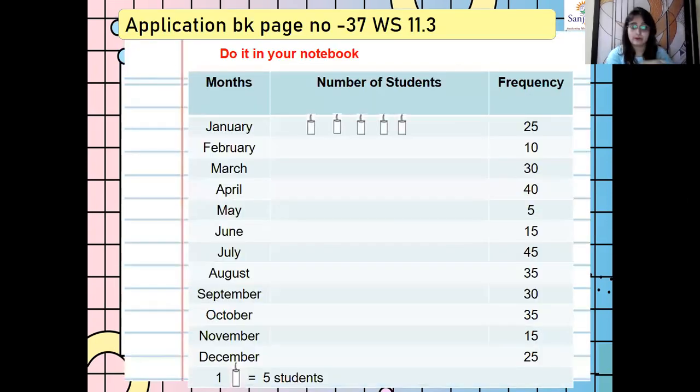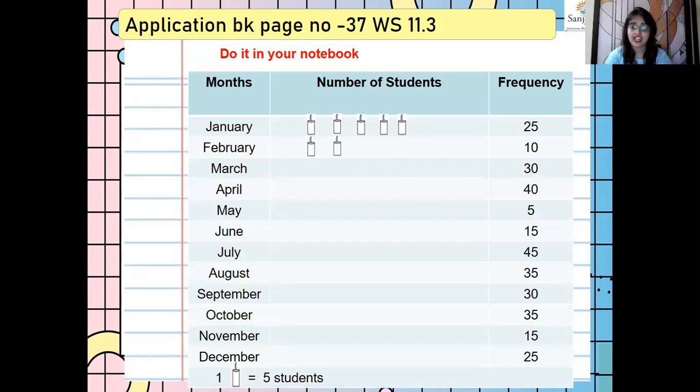You will draw this table. It would be having months, number of students, and frequency. So the frequency for January, February, March, April, May, June, July, August, September, October, November, December, you will first write it from your application book. Then according to the frequency, you will be drawing the candles. Now they have already told you each candle stands for 5 students. Now look at January. January, it is 25 frequency. So 25 divided by 5, you will draw 5 candles.